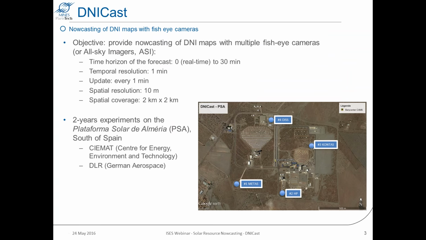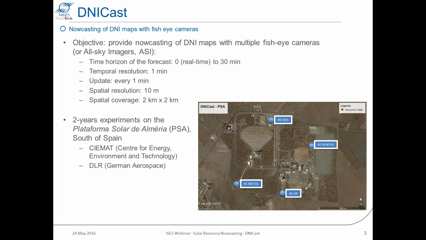So going now to the nowcasting at a very short term, the objective here is to provide nowcasting of DNI maps, spatially resolved, with multiple fisheye cameras or all-sky images. The time horizon for the forecast ranges from 0, for real time, to, let's say, 30 minutes. The temporal resolution of this time series of DNI maps is 1 minute, and the update period is 1 minute. The spatial resolution is 10 meters, and the spatial coverage is, for the forecast, 2 kilometers by 2 kilometers.